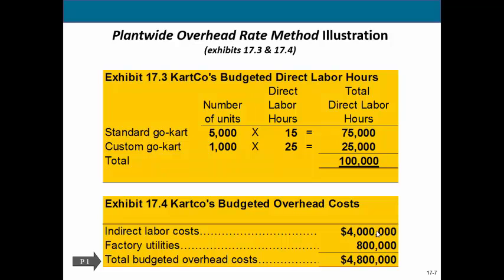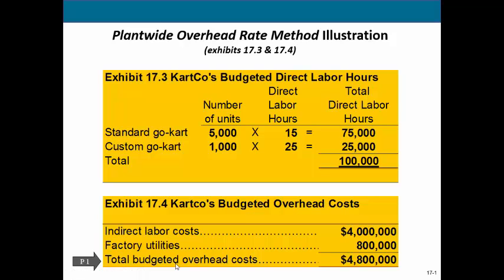So let's go ahead and work through an example here. What we're going to be doing is we are going to be allocating this plant's overhead to their various products. And if you read through the example, we're told that we've got some information here on their overall overhead. They give us the indirect labor costs, and then they've lumped together all of the other factory utilities. So our total budgeted overhead costs are $4,800,000. Remember, this is an estimate. It's based on what we have budgeted or what we think our overhead will be in total for the year.